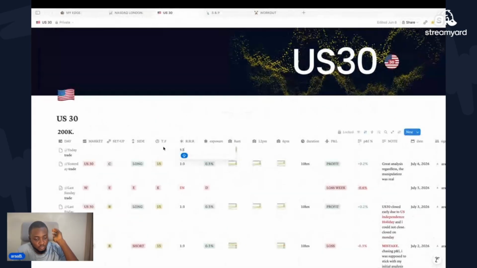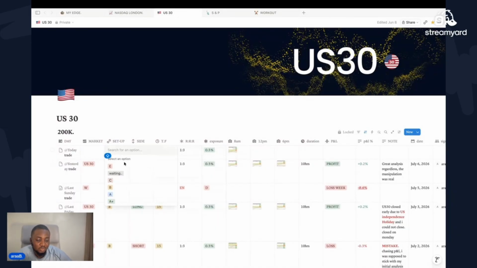So my time frame is 15 minutes. What am I doing? I'm longing. My setup, I would call that a C setup, because I don't expect price to get down to that point and pick it up. But regardless, I just placed it.